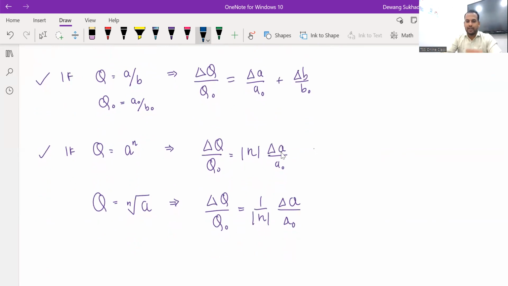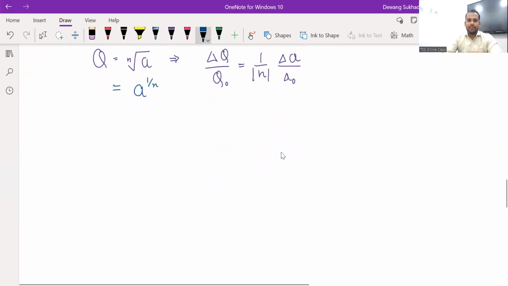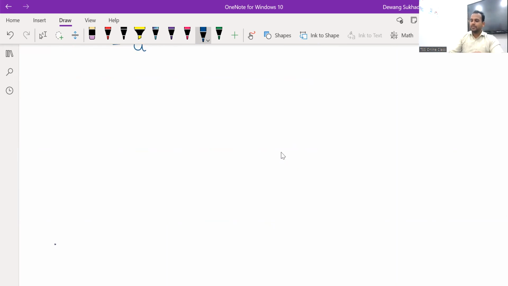And we have to know that if there is a square root of a raised to n, we can write this as basically a raised to 1 by n. So 1 by n will come in front, and we have to remember we have to take the positive value only. Okay.